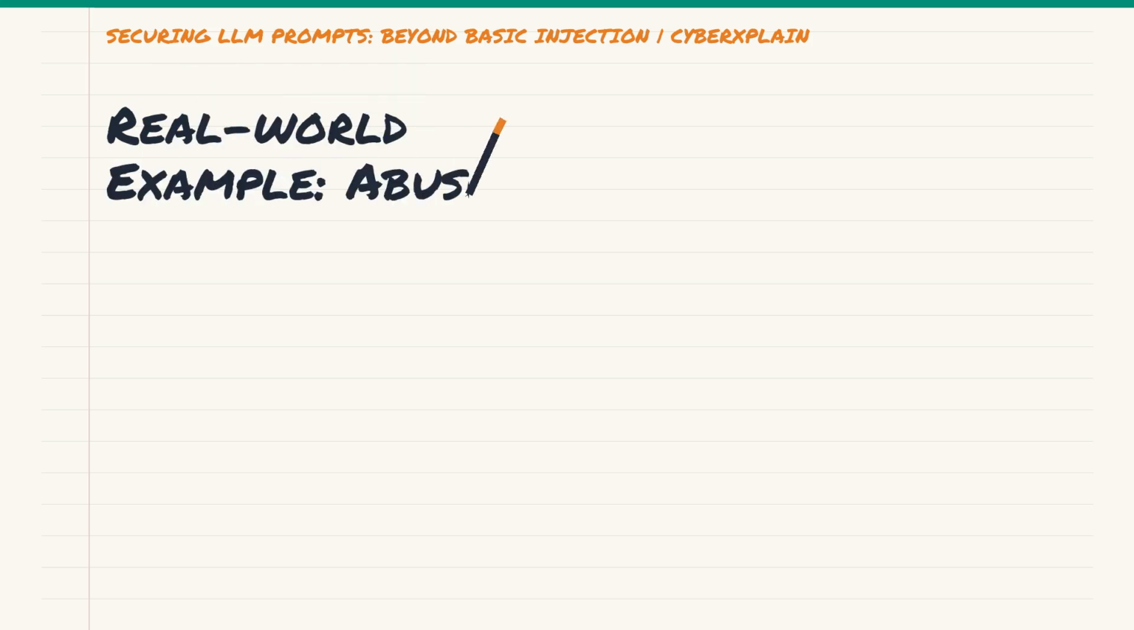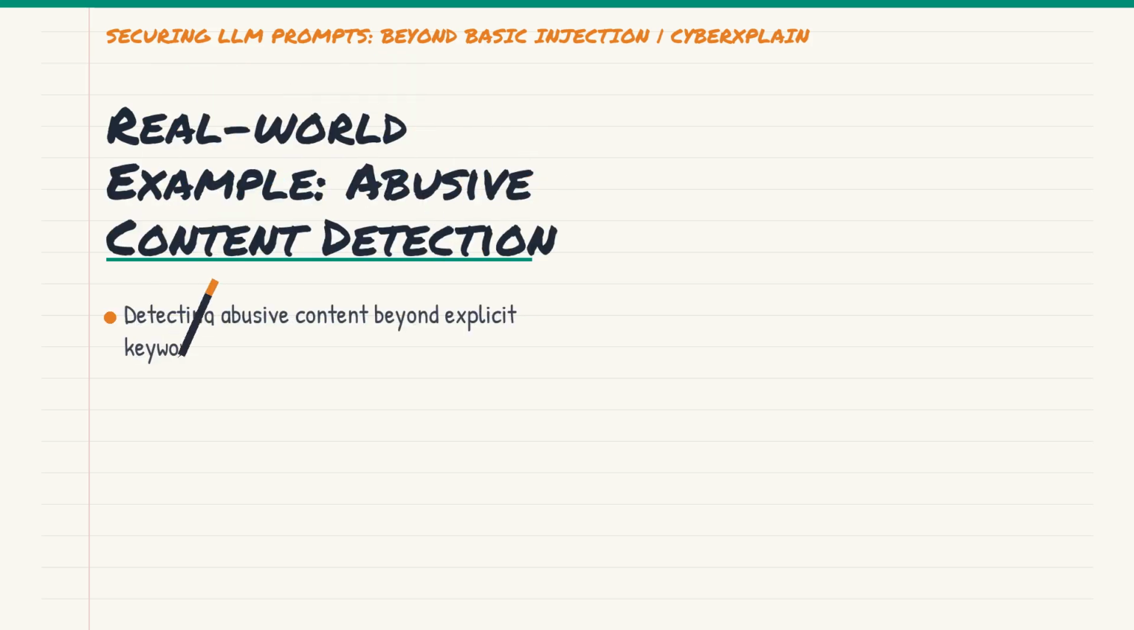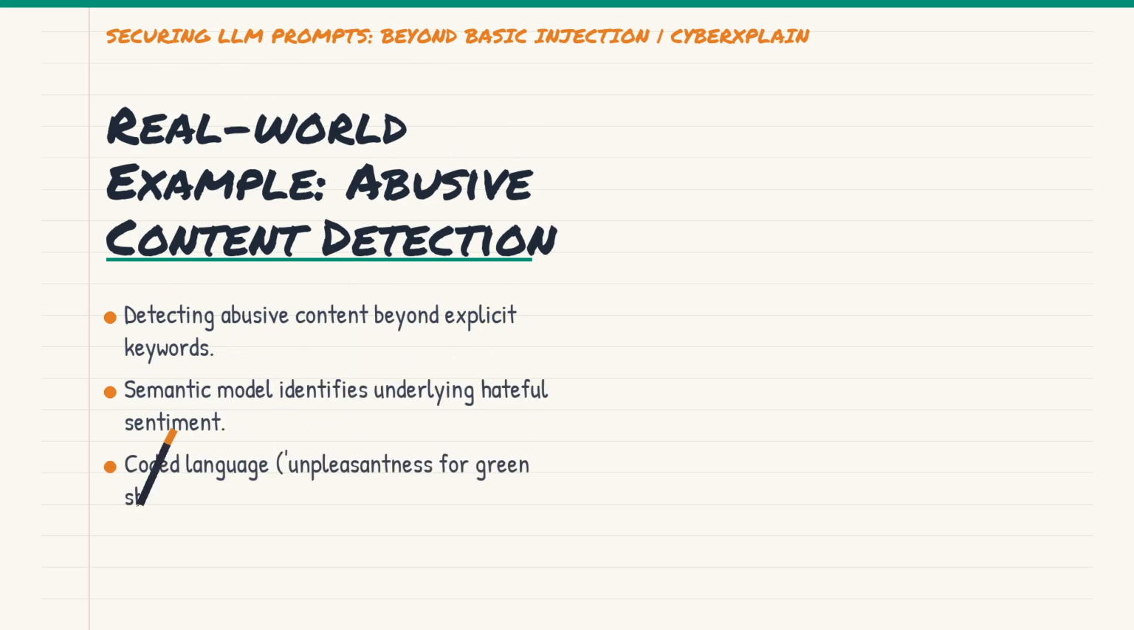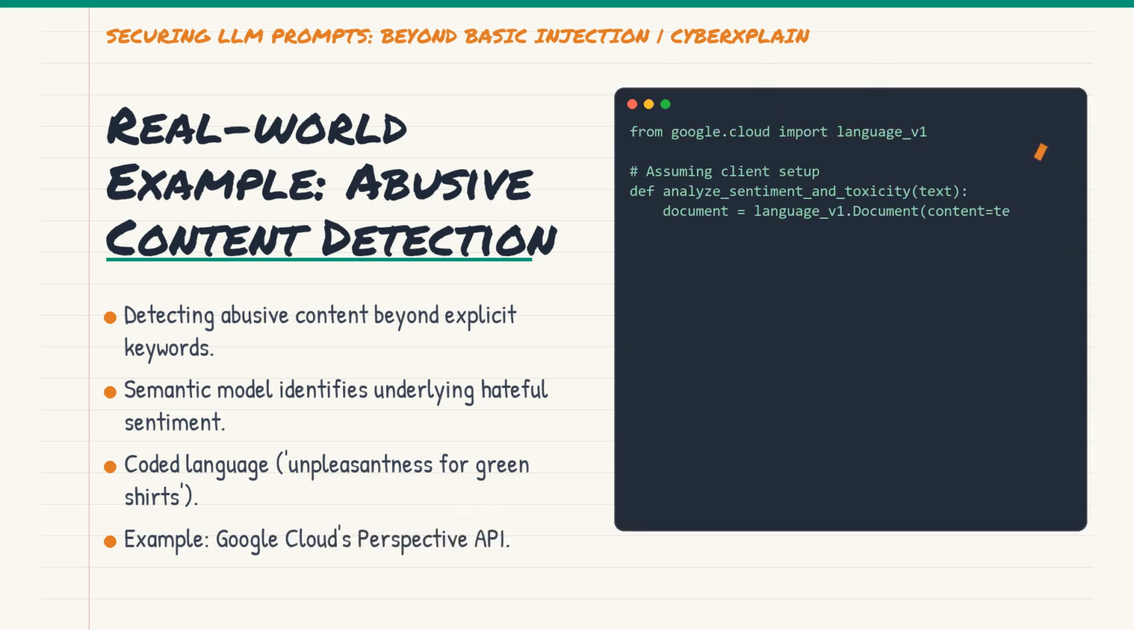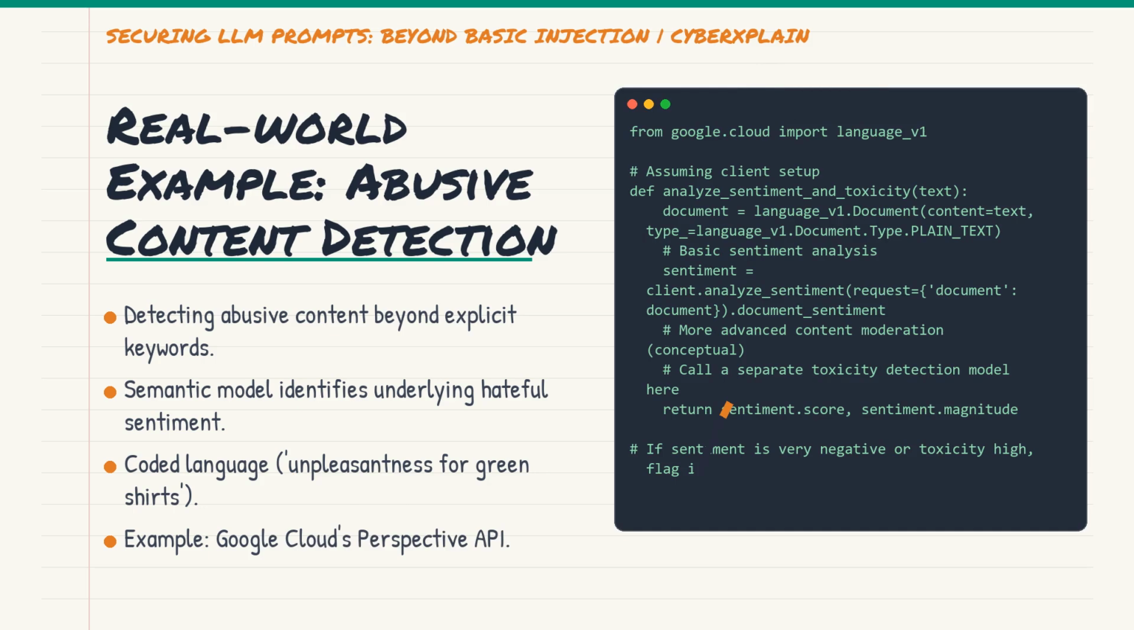Let's apply this to our chatbot scenario. We need to prevent the bot from generating abusive content. Instead of just blacklisting swear words, which is easy to bypass, we'd use a semantic analysis model to detect the intent of abuse or hate speech. So, even if someone uses coded language like "I wish unpleasantness upon those people with the green shirts," a well-trained semantic model can recognize the underlying derogatory or hateful sentiment. Platforms like Google Cloud's Perspective API offer similar functionalities, allowing you to flag toxicity and other attributes in real time. This helps us stop nuanced attacks.